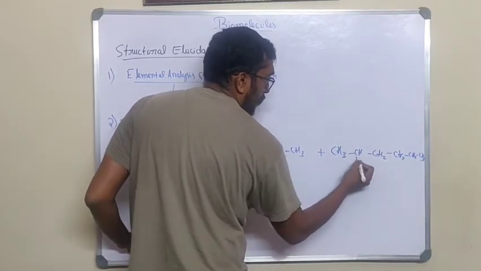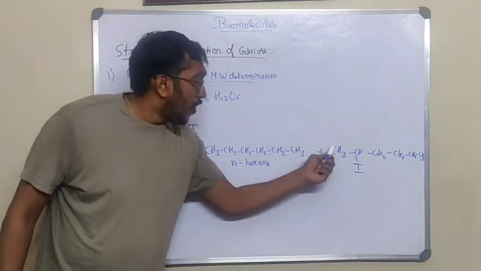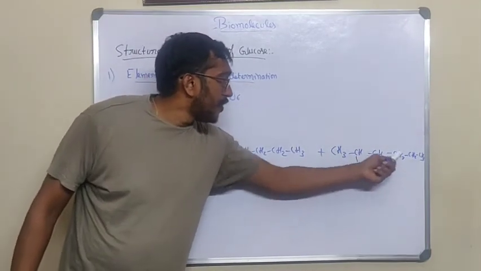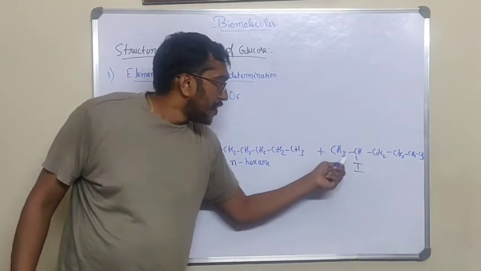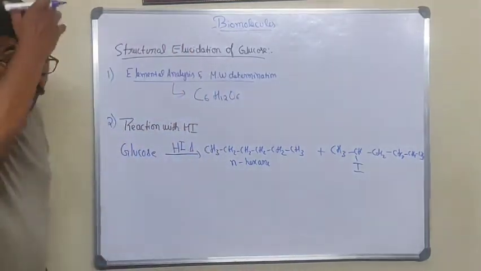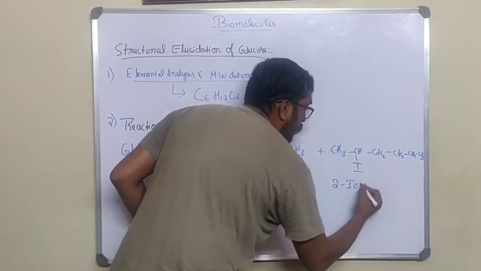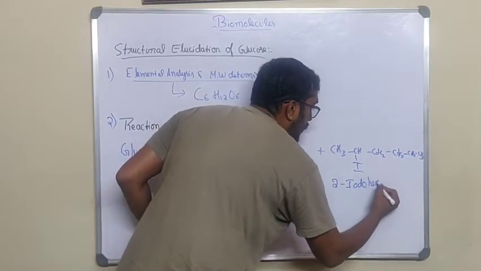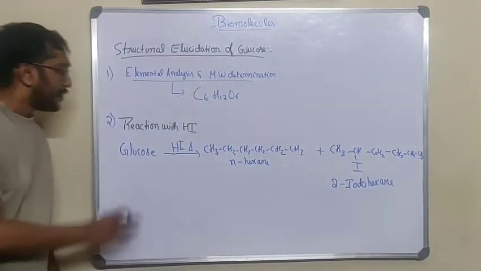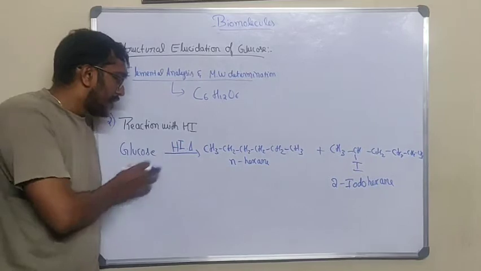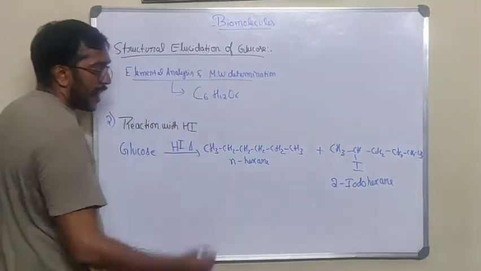If I number the carbon atoms here, there are 6 carbon atoms with single bonds, so it is hexane. But in the second position an iodo group is attached. So this compound is called 2-iodohexane. When glucose is treated with hydrogen iodide, it gives n-hexane and also 2-iodohexane.